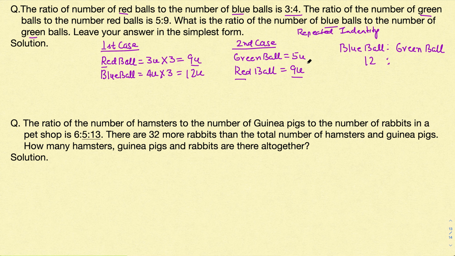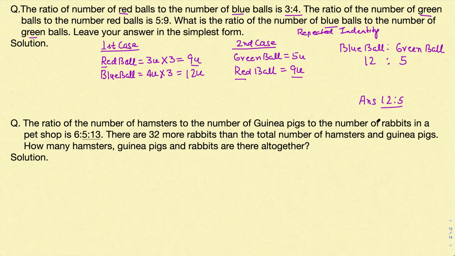So green balls are 5 units, right? So we can write here 5. So the ratio of blue to green is 12:5. Although it's written here, leave your answer in the simplest form, this is already in simplest form because 5 is a prime number, so it can't be simplified further. So the answer for this question would be the ratio of blue balls to green balls is 12:5.